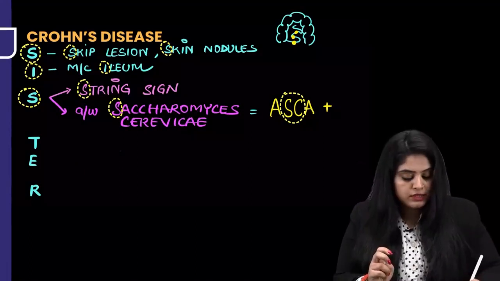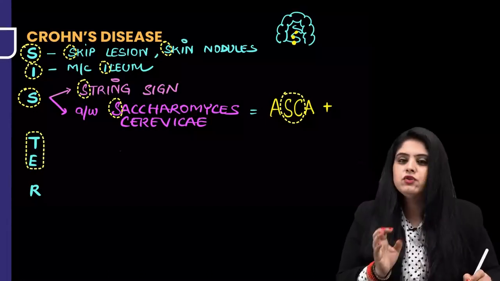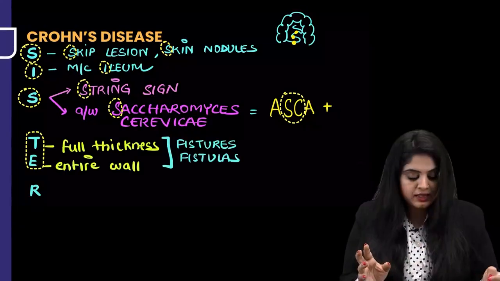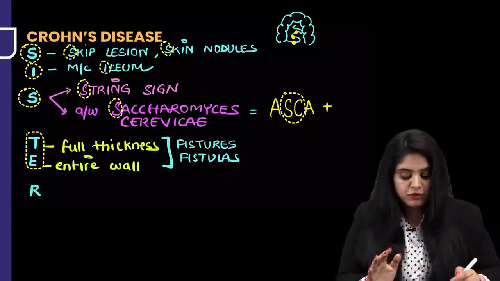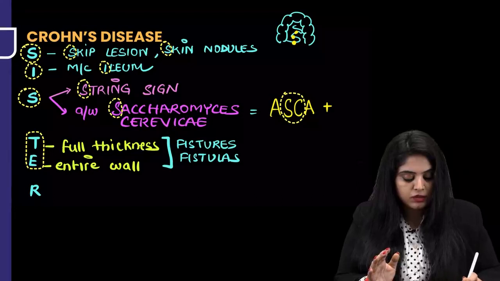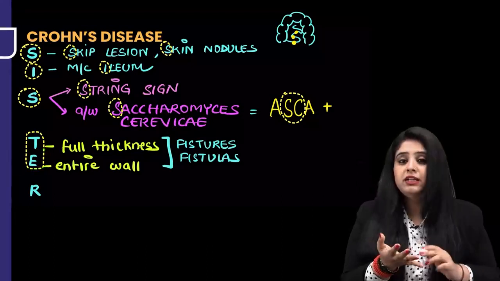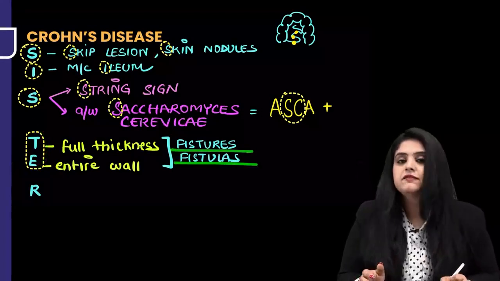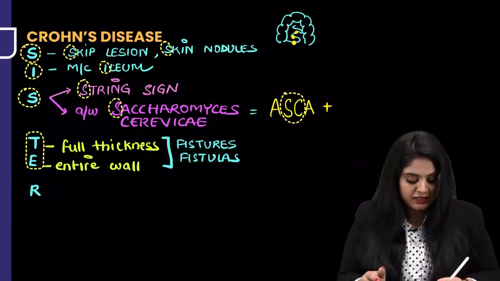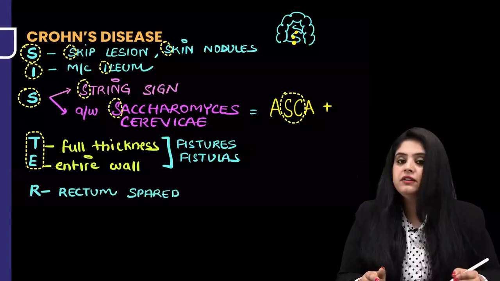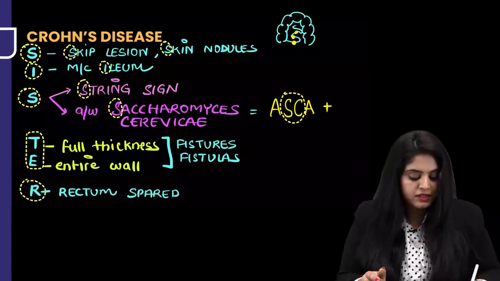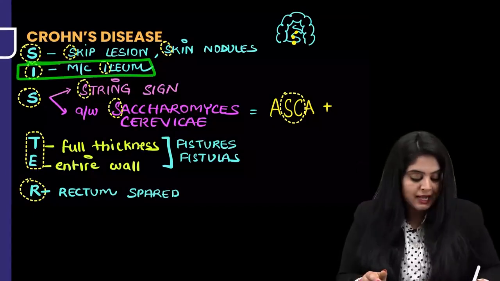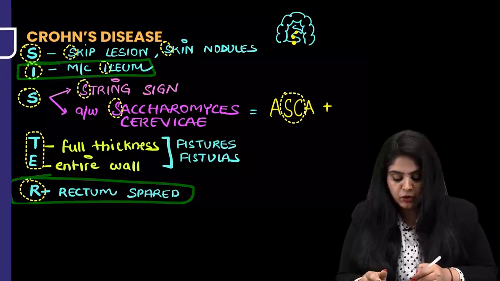Now we come to the T and E. If you ask me how much of intestine is affected, mucosa, submucosa, I'll say everything. This is full thickness. Full thickness means transmural, T for transmural, E for entire wall, full thickness is affected, resulting in fissures and fistulas. And finally, which is the organ which is never ever involved? The last one, rectum is spared. So remember this question, the most common is going to be ileum and the rectum is always going to be spared.